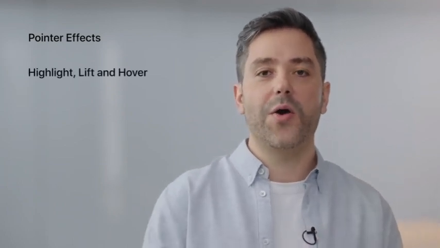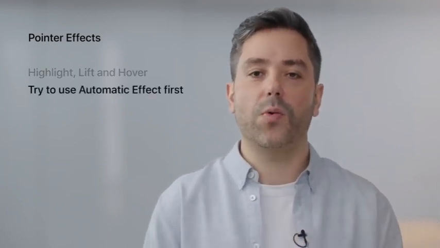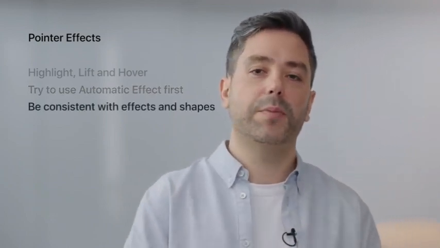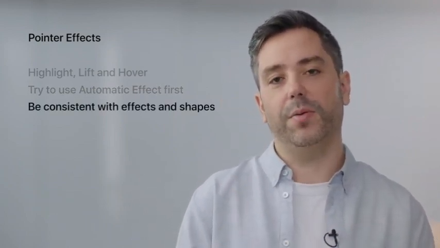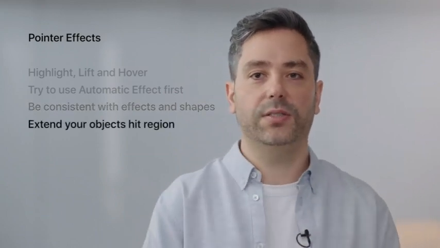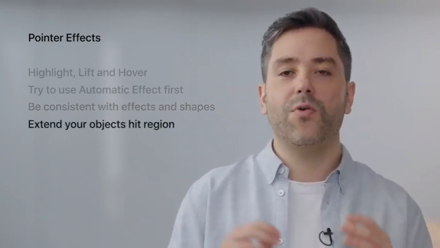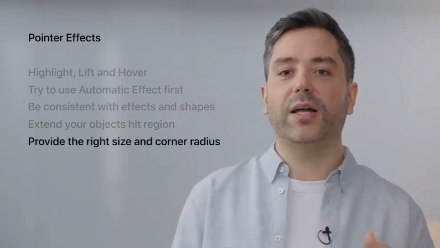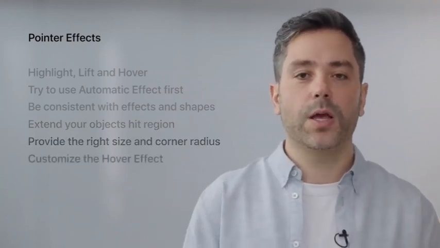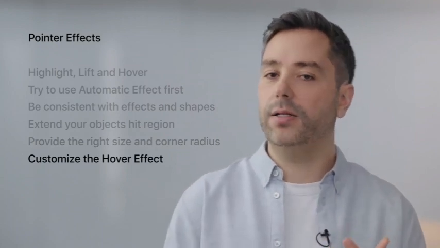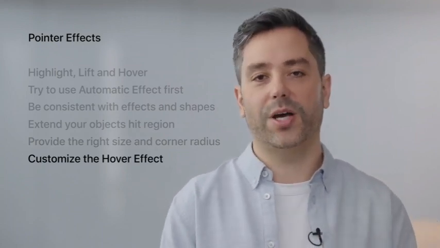So we just had a look at the 3 pointer effects provided by iPadOS: highlight, lift, and hover. Remember, you should try to use the automatic effect whenever possible. Be consistent in picking the pointer effects and designing your object's shape. Extend your object's hit region to make it more comfortable to use. Remember, when using the lift effect, you have to provide the correct size and corner radius. And if you use the hover effect, you can enable a scale, a shadow, or a tint color for your object. I hope this section gave you a good overview of the different pointer effects provided by iPadOS and how to successfully use them to create a great pointer experience for your apps.